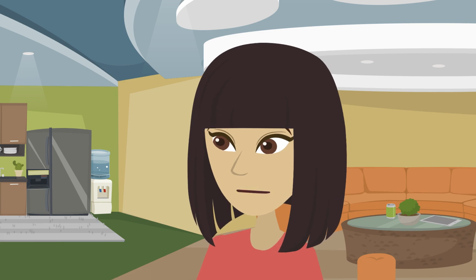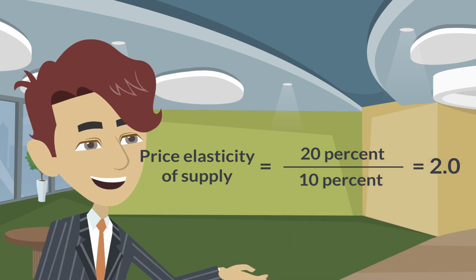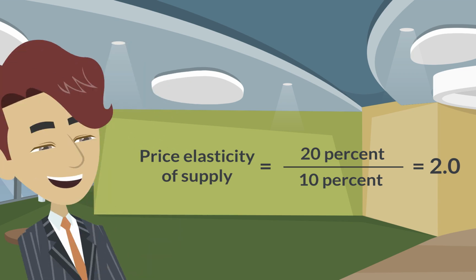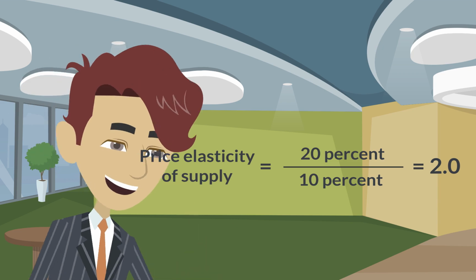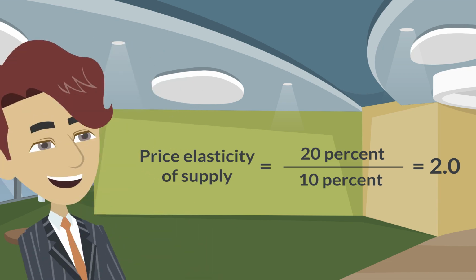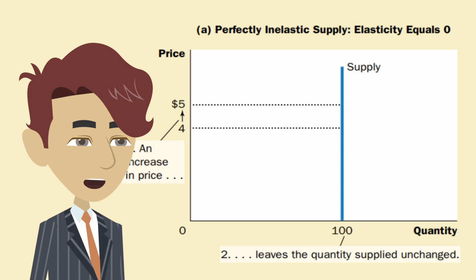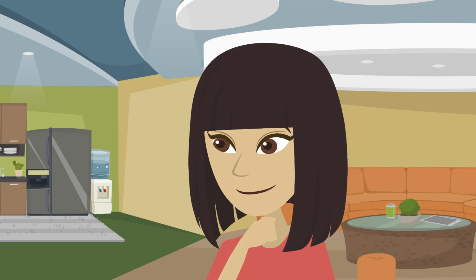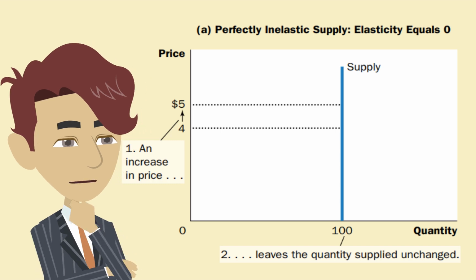And then we divide those to find the price elasticity of supply? Exactly. So, 20% divided by 10% equals 2.0, meaning the quantity supplied changes twice as much as the price. The variety of supply curves. In the case of perfectly inelastic supply, the supply curve is vertical. This means quantity supplied remains constant no matter the price.